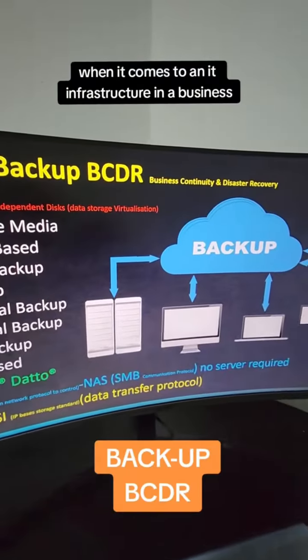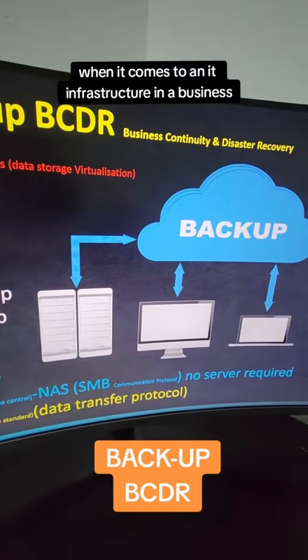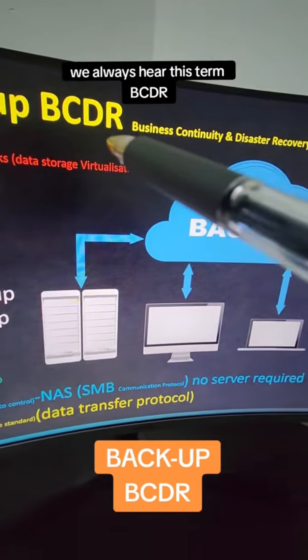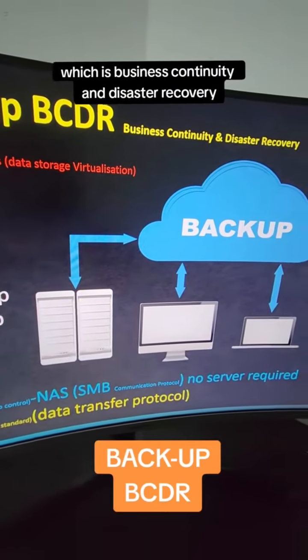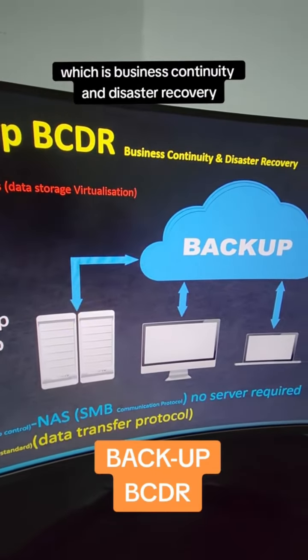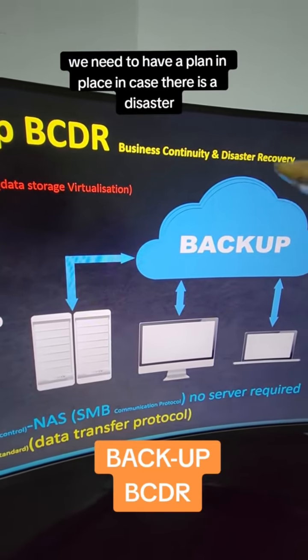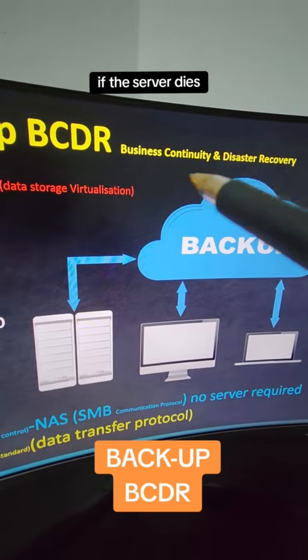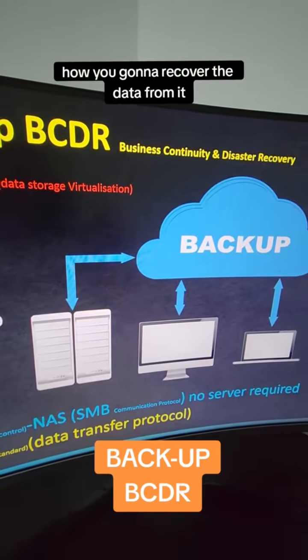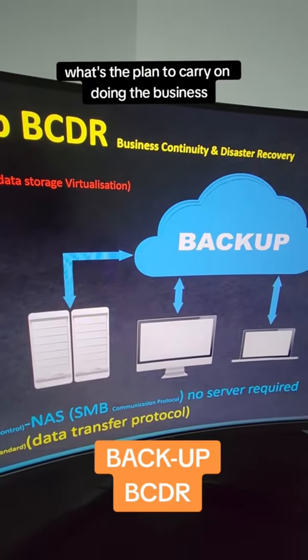When it comes to an IT infrastructure in a business, we always hear this term BCDR, which is Business Continuity and Disaster Recovery. We need to have a plan in place in case there is a disaster. If the server dies, how are you going to recover the data from it? What's the plan to carry on doing the business? So this is very important, and we're going to discuss it in this slide.